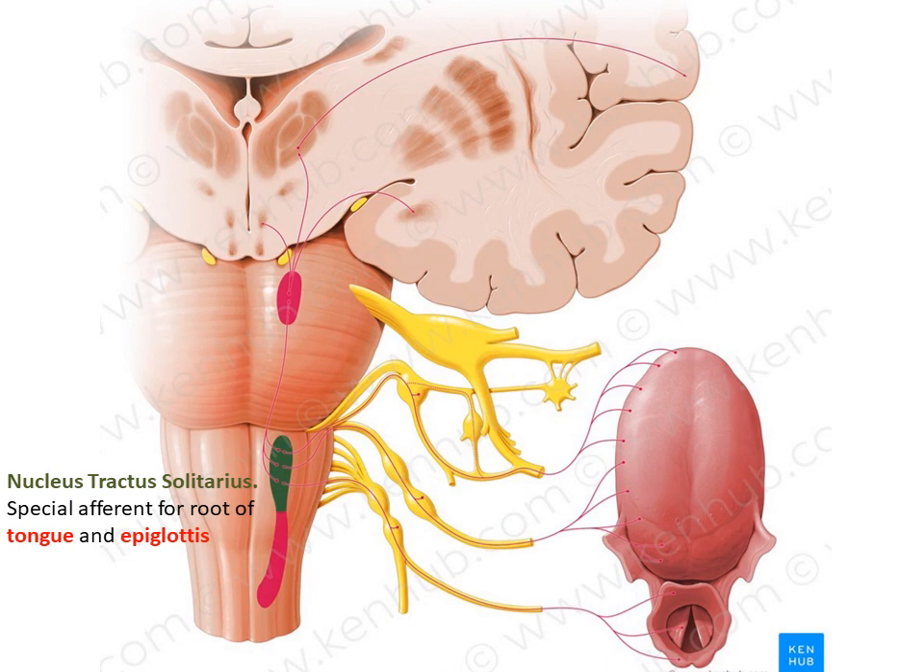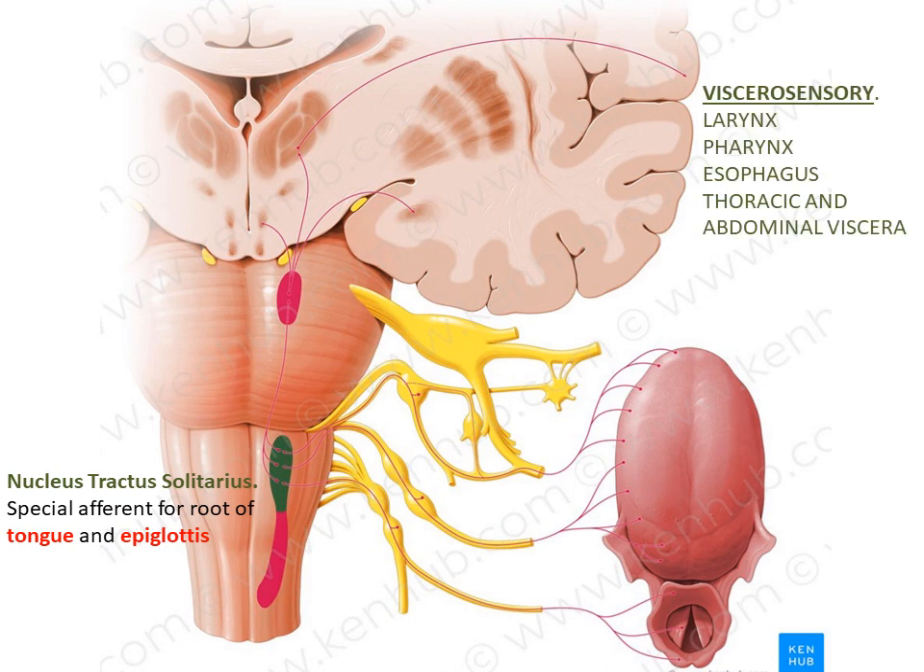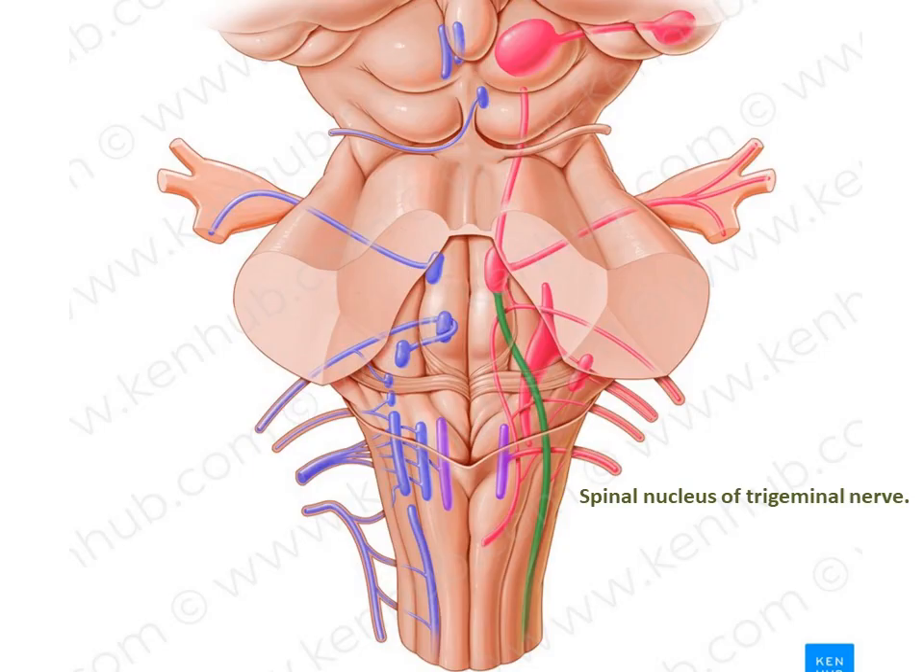Here's nucleus tractus solitarius. Here it has two functions. First of all, it is chemosensory, a minor function for this nerve, as it carries special afferents for the root of the tongue and epiglottis, taste fibers. The other function is viscerosensory. It carries fibers from the larynx, pharynx, esophagus, thoracic and abdominal viscera. These are sensory fibers from these organs.